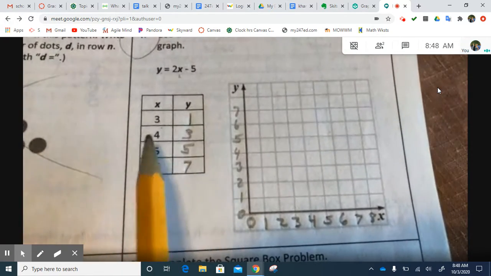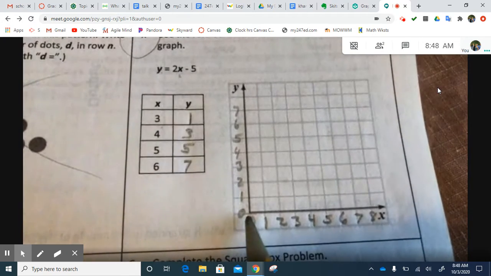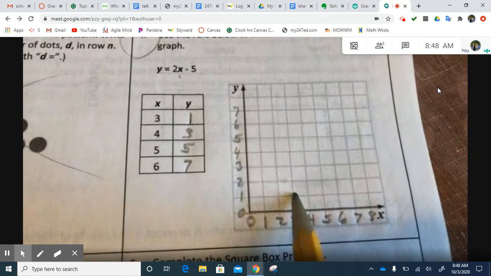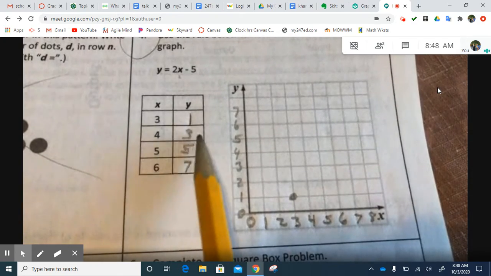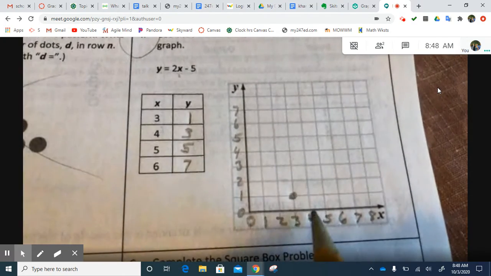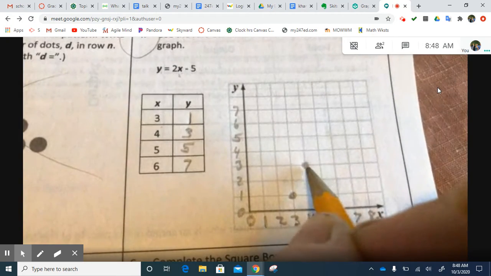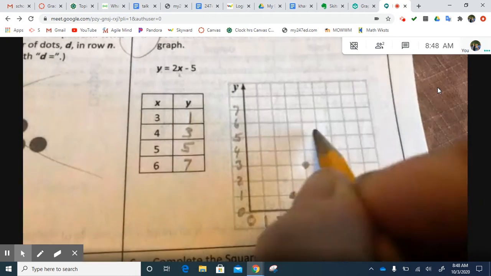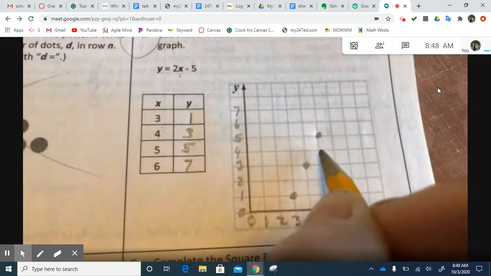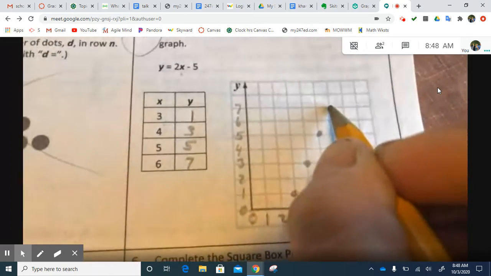Okay, so for graphing, the x value is going to be 3, the y value is going to be 1. X value 4, y value 3. 5, 5, and 6, 7.